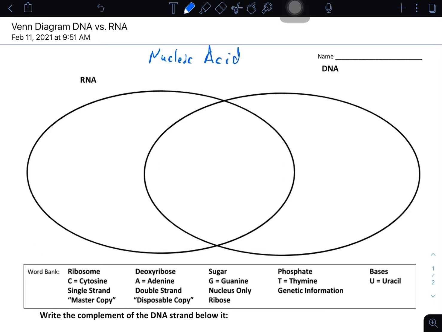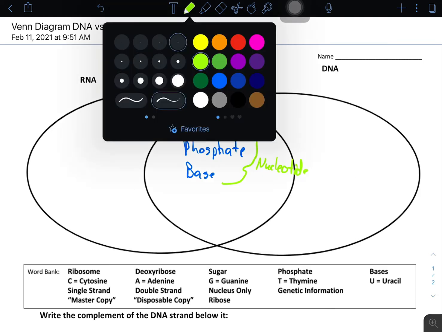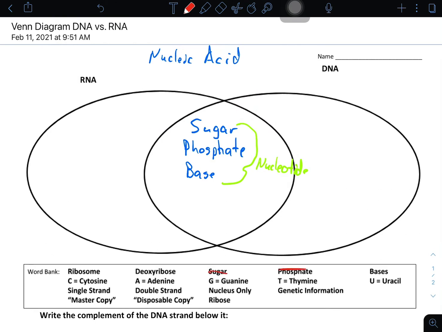DNA stands for deoxyribonucleic acid. RNA is ribonucleic acid. Nucleic acids as a whole are made up of three parts: a sugar, a phosphate, and a base. These three things collectively make up something referred to as a nucleotide. Just keep that in the back of your mind: sugar, phosphate, base make up a nucleotide.